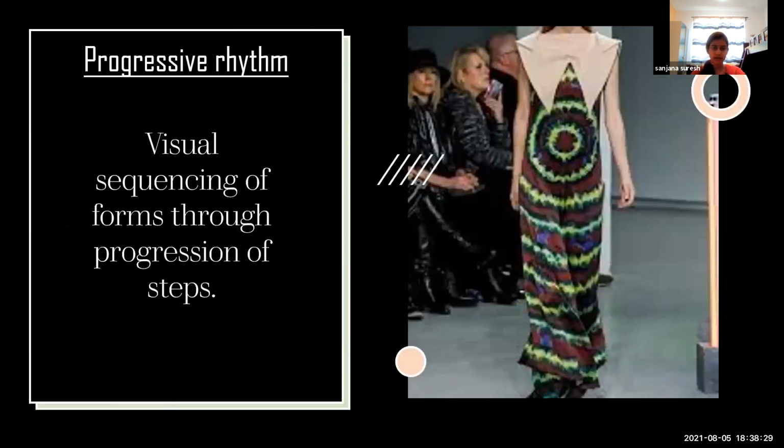Then progressive rhythm is the progression of steps. So it is a visual sequencing of forms through progressions of steps. So you can see here the circle is progressing.